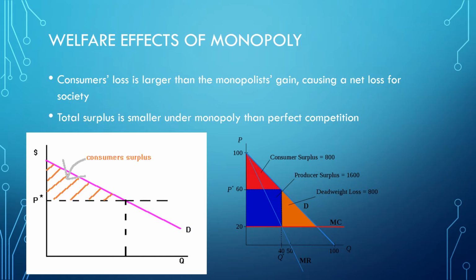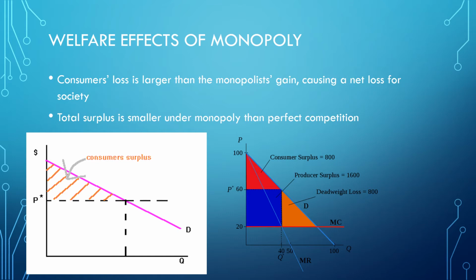Now on the right-hand side, you have an image showing us a monopoly. The statement says consumers' loss is larger than monopolists' gain, causing a net loss for society. So we have to go back a couple of videos and think about what we're seeing here. We know that the monopolist, just like the perfectly competitive firm, is going to produce to the point where marginal cost equals marginal revenue. On the right-hand side, you see the downward sloping MR curve and the horizontal MC curve. They intersect at a price of 20 and a quantity of 40.